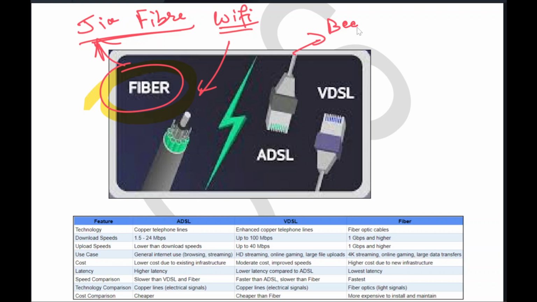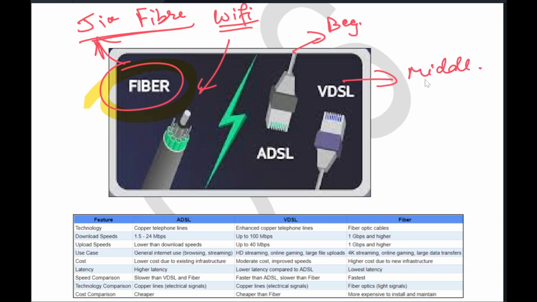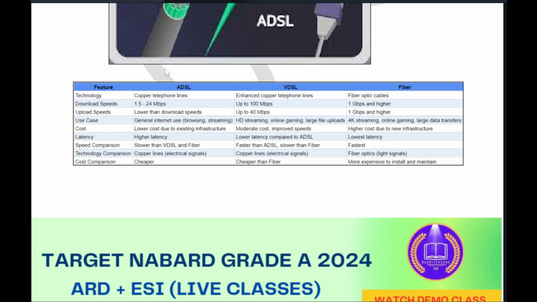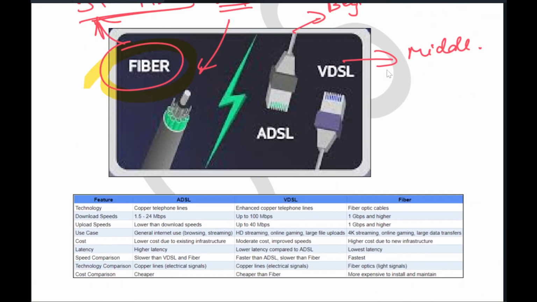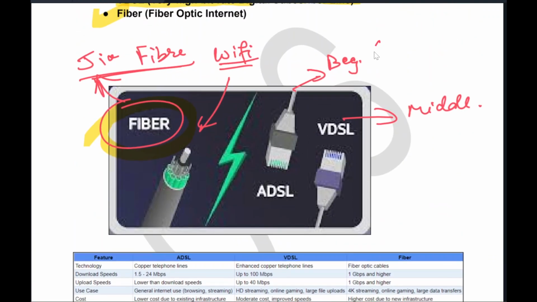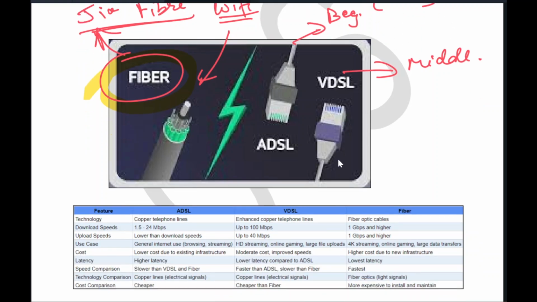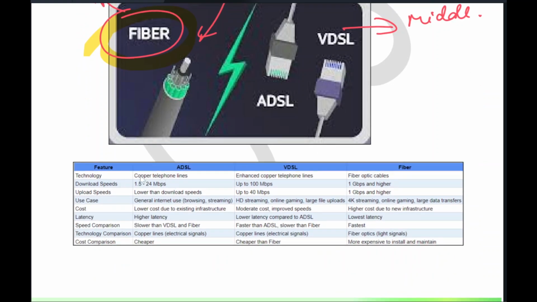This was the beginning, how it started, and this was the middle version. These are its features. ADSL must be somewhat low speed, and it used copper telephone lines. Then VDSL is also copper. Then we have fiber optics, that is optical cables.